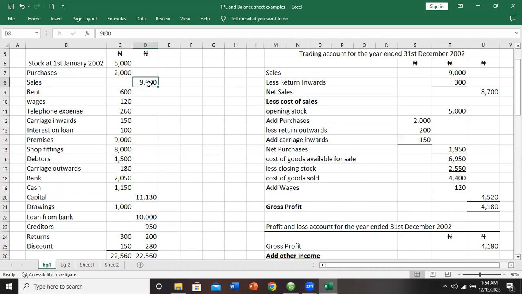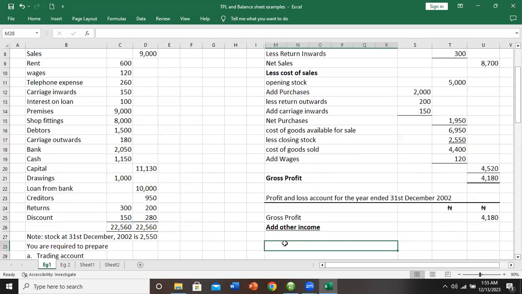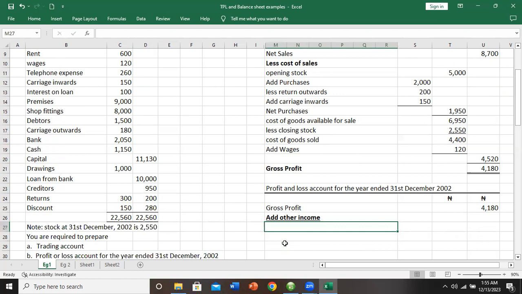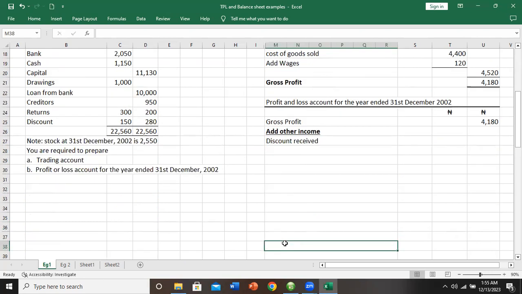So in this question, at the credit side, you have sales, which we have already used in the trading account. Capital is not an income. It will go to the balance sheet. Loan is a liability. Creditors is a liability. Return outwards, we have used it. So you just have this 280, which is the discount received. Thank you very much, Madam Jacinda, for that wonderful contribution. So discount received of 280 Naira. You just add it to your gross profit, and when you add the other income to your gross profit, you get the total income.